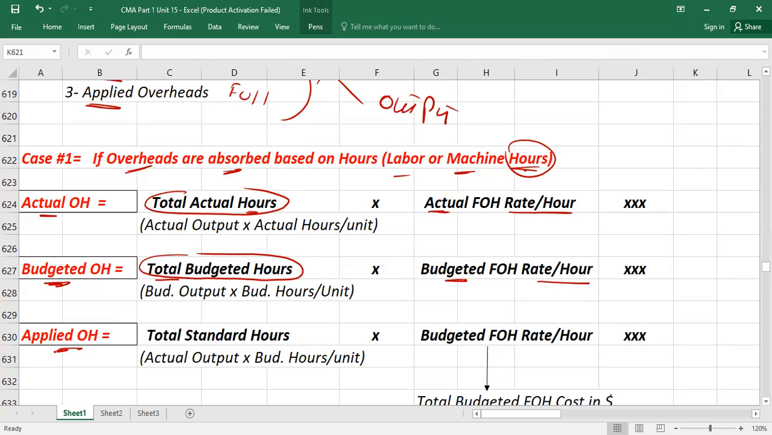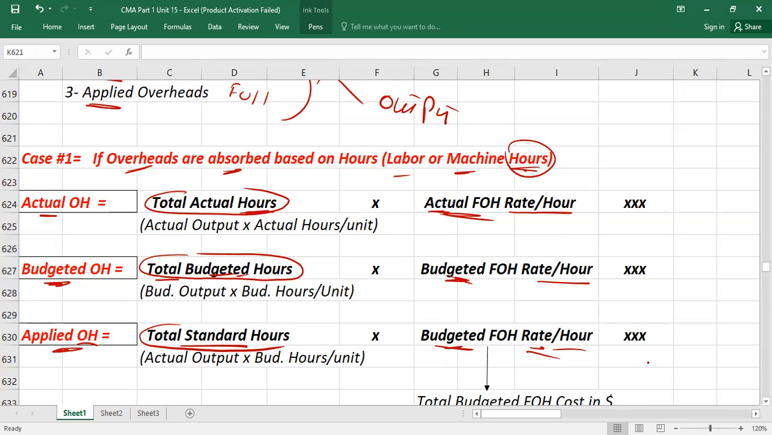Read the third line: applied overhead. That is total standard hours multiplied by the budgeted rate per hour, for fixed overhead. So the first line, actual overhead, is actual hours into actual rate per hour. Budgeted overhead is budgeted hours into budgeted rate per hour. Applied overhead is standard hours into budgeted rate per hour.